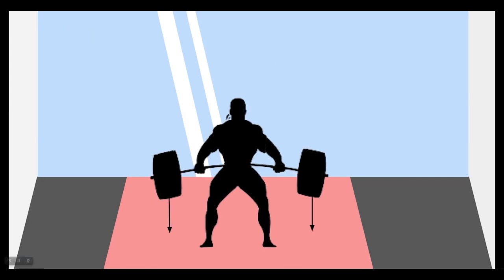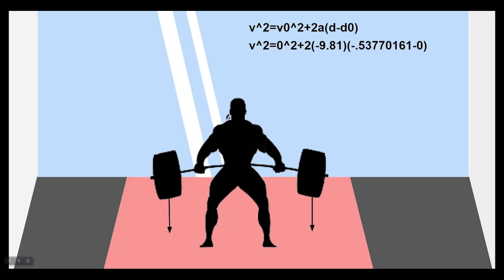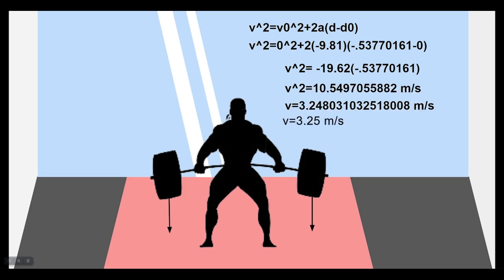Next, we calculate the velocity. Using the equation v squared equals v initial squared plus 2 acceleration times parentheses d minus d initial, we can plug in our variables and get v equals the square root of 0 plus 2 times negative 9.81 times negative 0.5377061. This simplifies to 3.25 meters a second downwards.